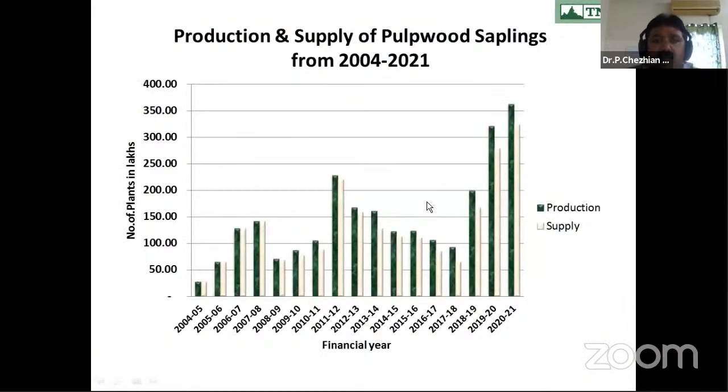This is our production from 2004 to 2021. We started from 3.35 lakhs, and last year we produced 35 million plants. See the variation: we started with 3.5 million and now we have reached 35 million. This year our target is 50 million quality clonal plants. We produce and supply them to the farm gate, and we also give technical guidance.